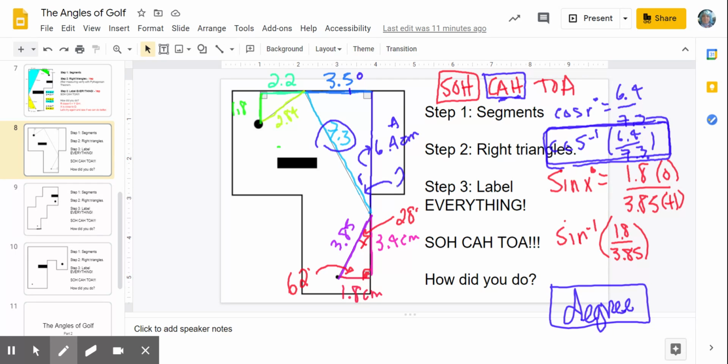28.75. So we rounded to the nearest degree, so let's round it to 29. Our eyeballs were really good. We want those two numbers to be the same, and they're really close to the same. That's fantastic.